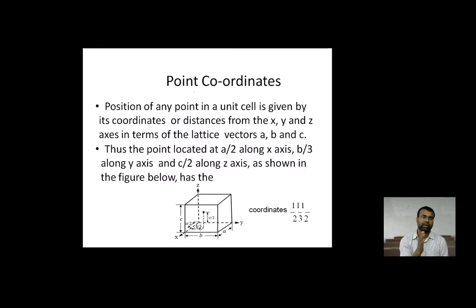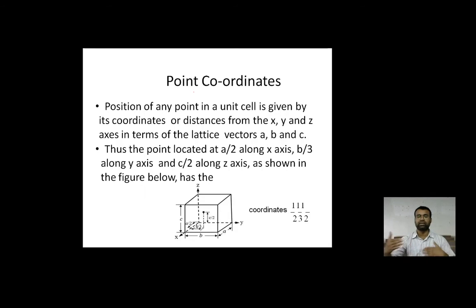Now, as we discussed, we will only focus on the cubic system. We are proceeding to how atoms are located at particular coordinates in the arrangement in the unit cell. The position of any point in a unit cell is defined by the atom arrangements, and is given by its coordinates, or distances from the x, y and z axes, in terms of the lattice vectors a, b and c.